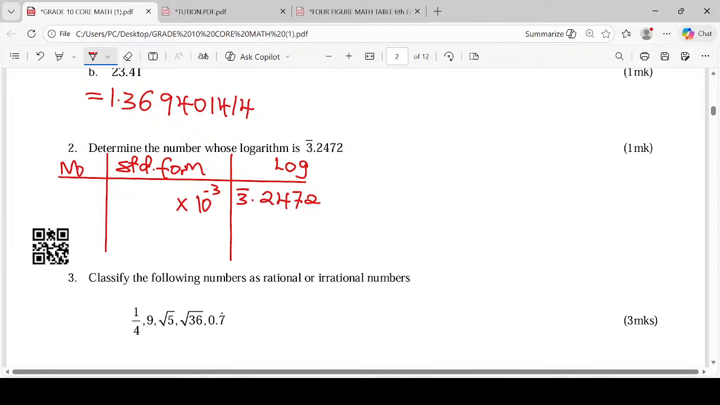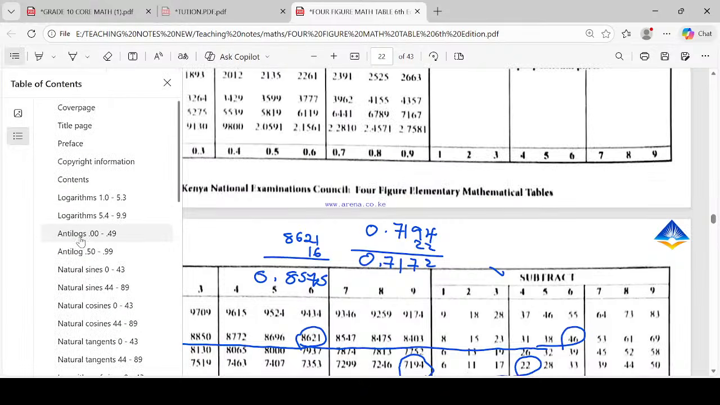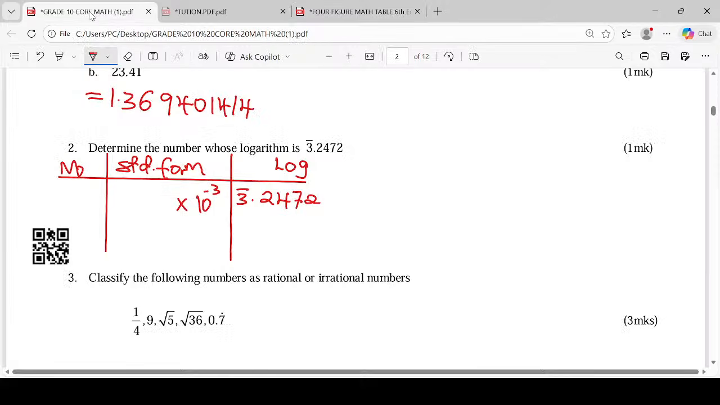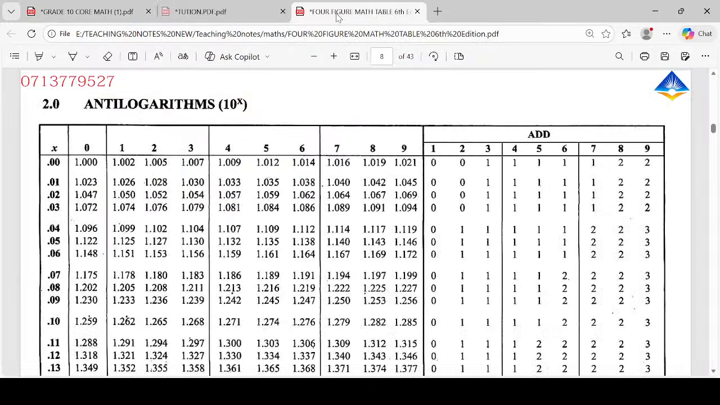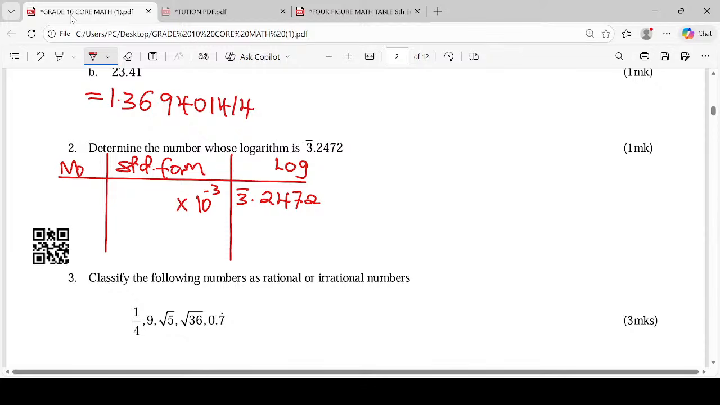Now we are going to the mathematical table and the anti-logarithms section. When you are in the anti-logarithms, we want to read 0.2472. 0.24, let's look at it. 0.24 in the x column. 0.24, ladies and gentlemen, is here. Then we are going to 7. So this is 0, 1, 2, 3, 4, 5, 6, 7. That is 1.766. We have already here 1.766. So let me write it here. Then we are left with these 2.